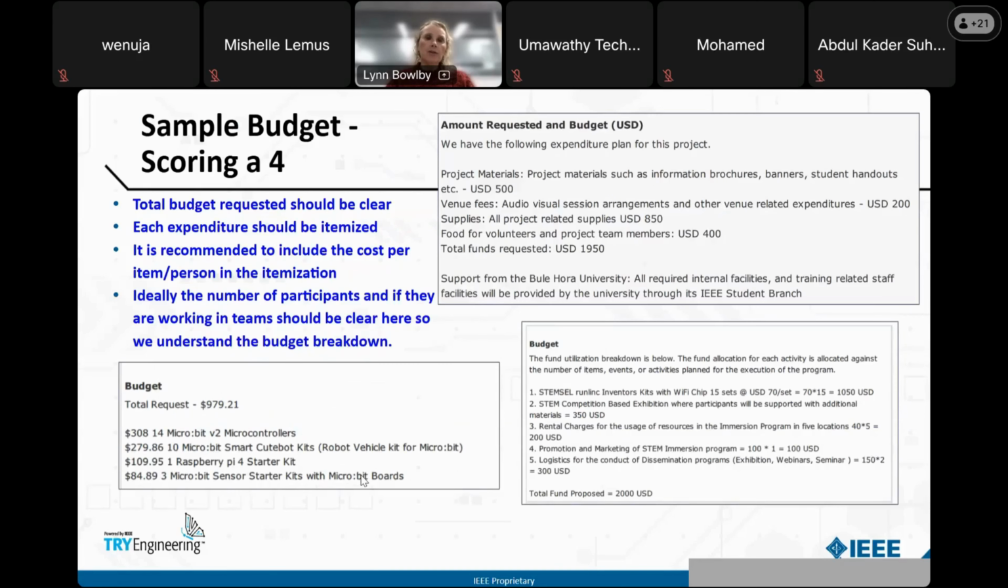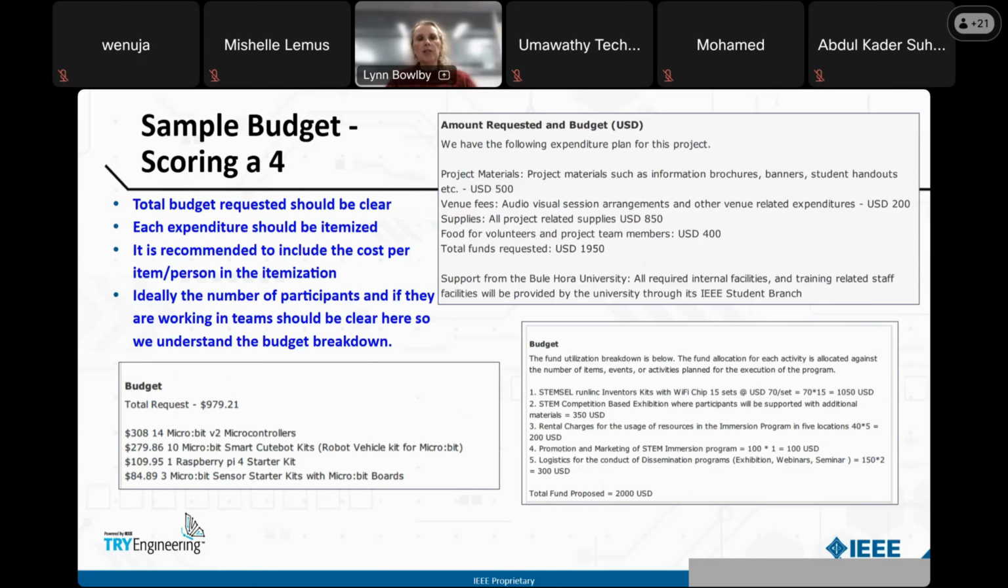So here again are some samples of budgets that have been submitted in the past that have received a score of 4. So the budget is clear. Each expenditure is itemized. It's recommended to include the cost per person in many cases, and ideally the number of participants. So if they're working in teams, like teams of 2 is fairly common, that should be clear, so we understand the budget breakdown. So you can see in cases on here, we've got some microcontrollers and some robot kits and Raspberry Pi.